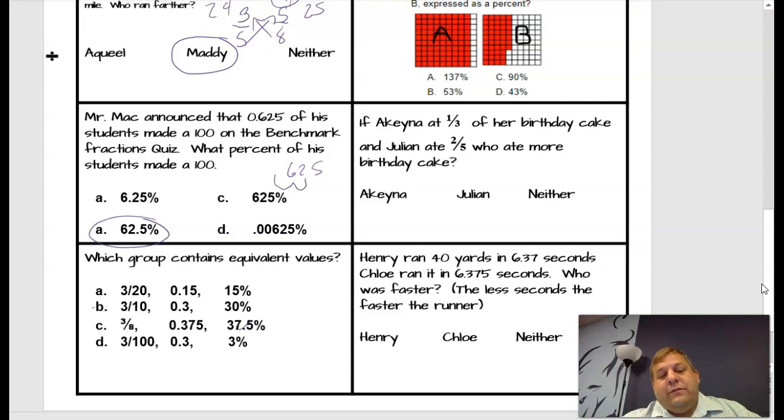Which group contains equivalent values? Now, this is a mistake. This should say which group does not contain equivalent values because there are 3 correct answers. But that's okay. We're going to look at them all. I would start with my percents and my decimals because for me that's just easier. Move my decimal, those 2 are correct. Move my decimal on 30, 0.3 is correct. Move my decimal on 37.5, those are correct. If I move my decimal on 3, it becomes 0.03. So D is the only one that doesn't contain equivalent values.